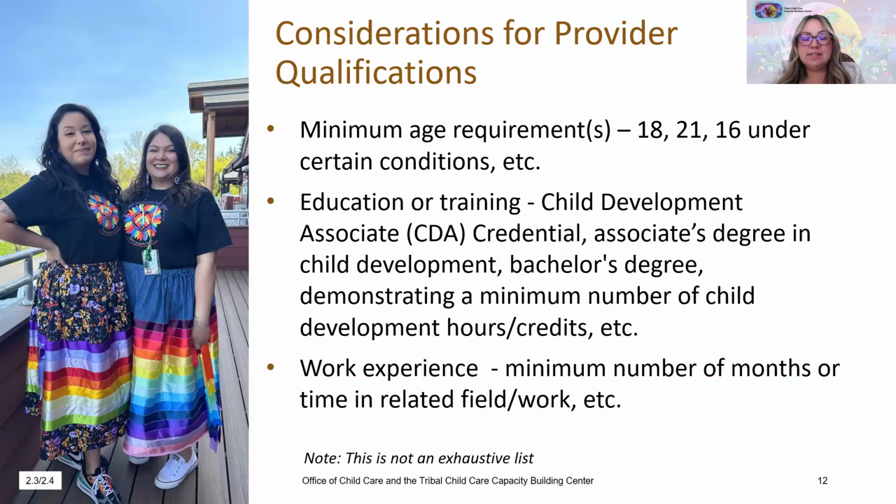In 2.6, on the screen are some considerations when determining provider qualifications. The tribal aid agencies should only describe those qualifications required to be in place before being hired. Requirements for ongoing employment do not need to be described. Some considerations for provider qualifications may be a minimum age requirement. Many tribes use 18-year-olds. Some have 16-year-olds with someone to shadow who is 18 years or older.